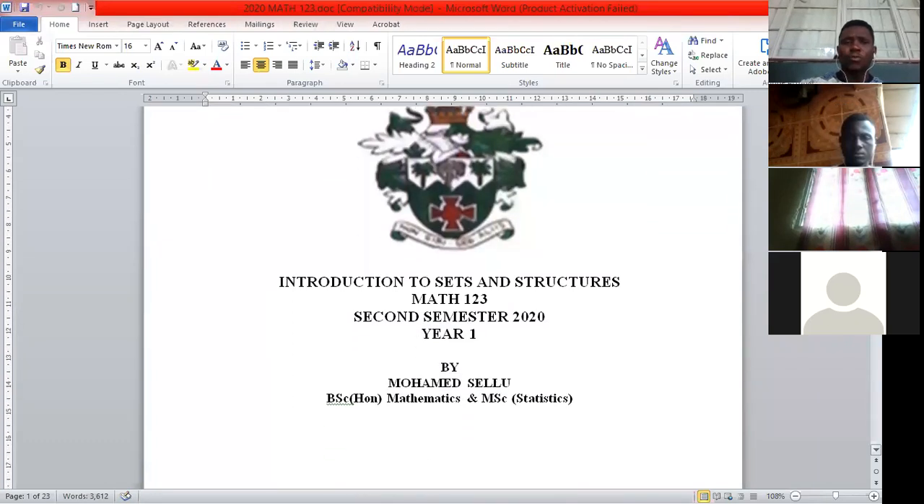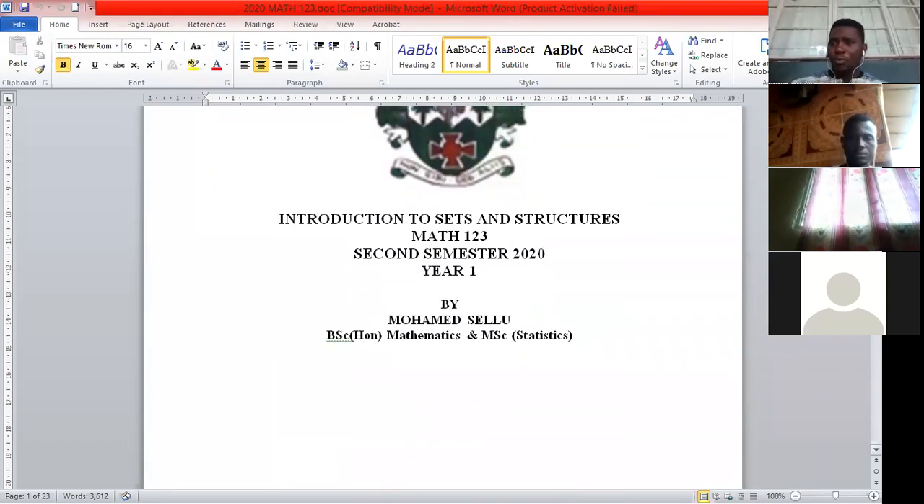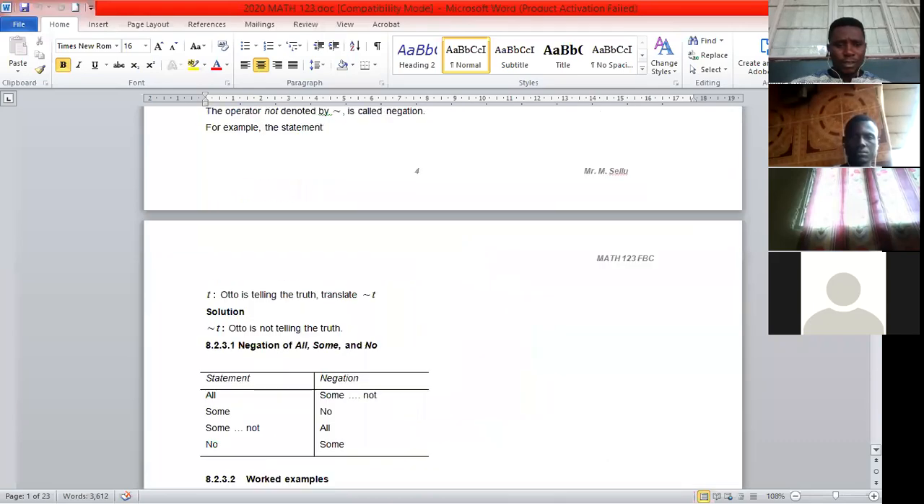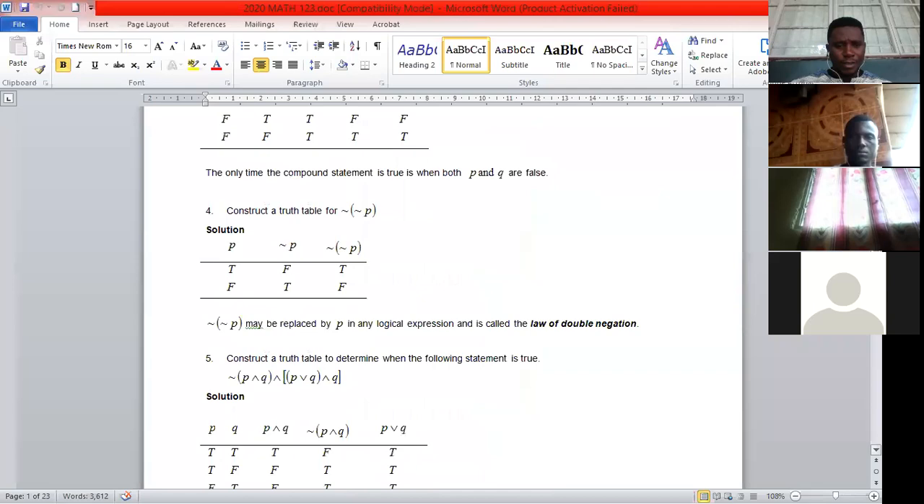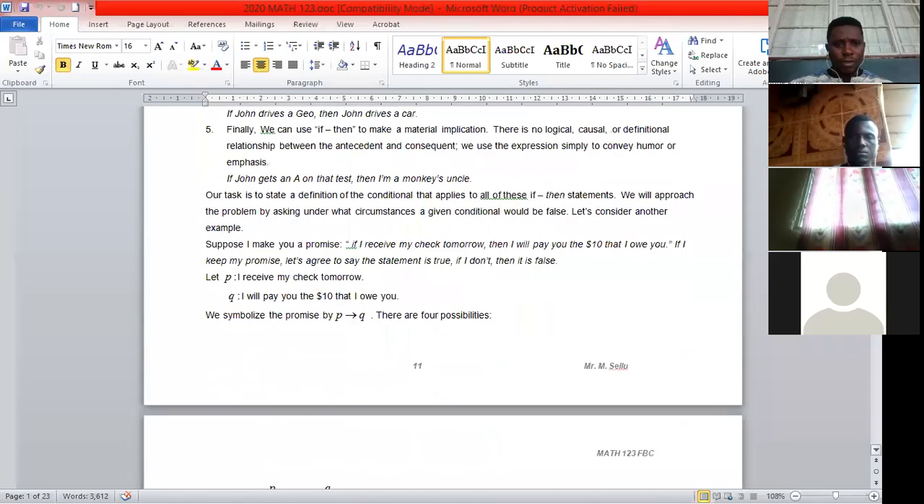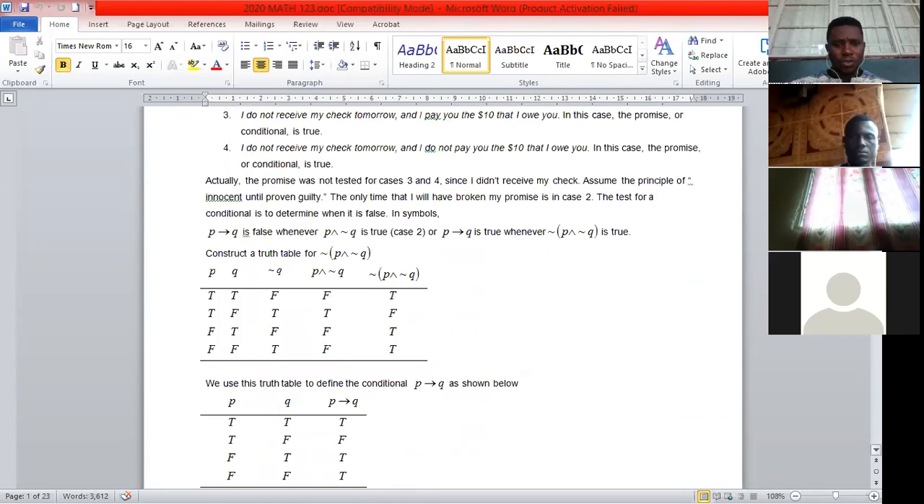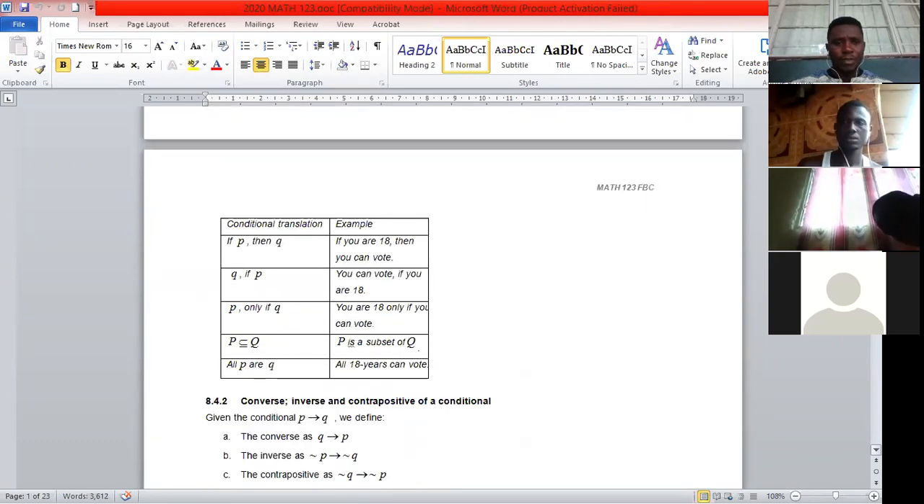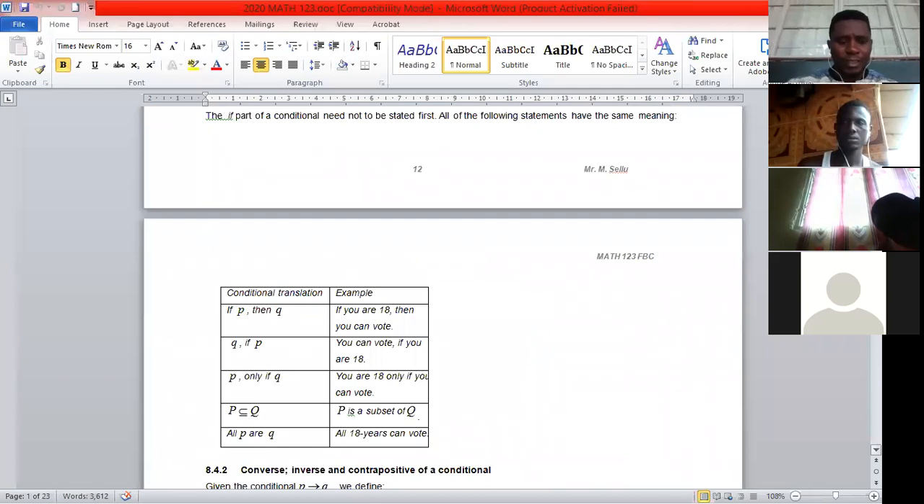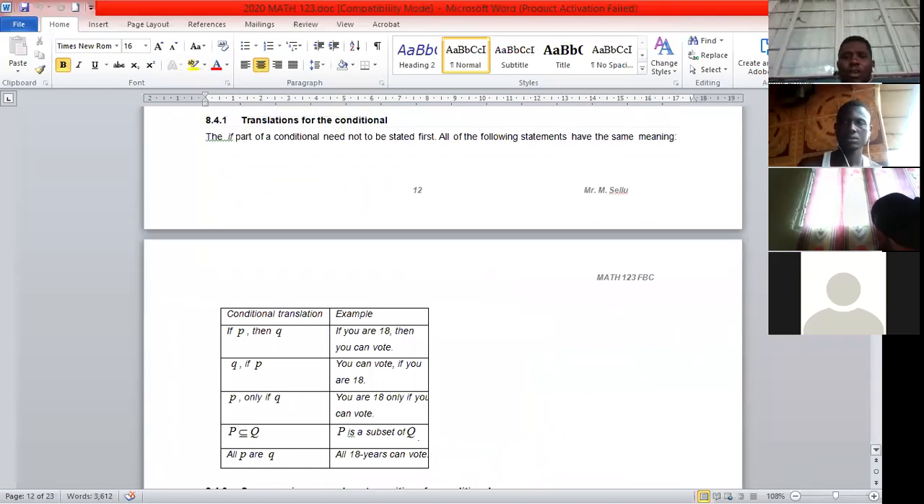So we want to continue from where we stopped, and I hope we don't have issues at the moment with what we have learned so far. We started conditional, and also how you can write the truth table for conditional. So here is a continuation of translation for the conditional. That is what we're starting today. How do we translate for conditionals?